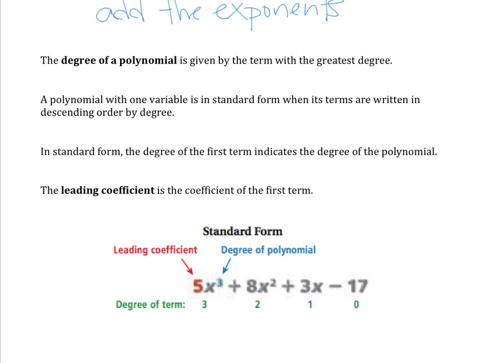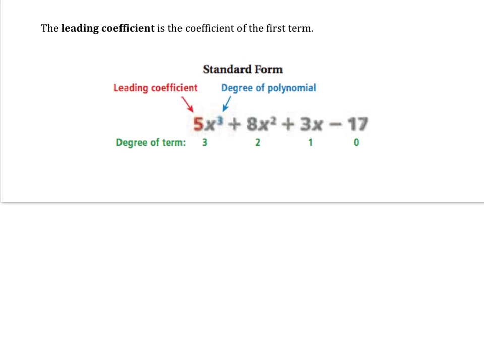The degree of a polynomial is given by the term with the greatest degree. So a polynomial with one variable is in standard form when its terms are written in descending order by degree. So in standard form, the degree of the first term indicates the degree of the polynomial. So looking at this standard form, the degree would be 3. It's the highest exponent. We call the coefficient in front of that a leading coefficient.